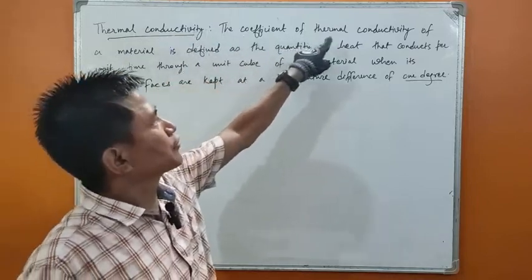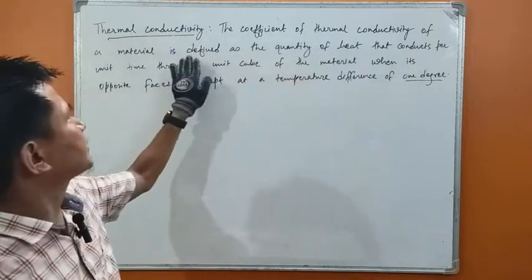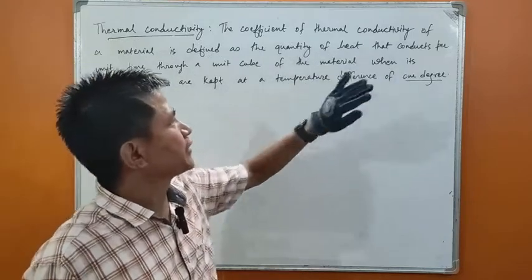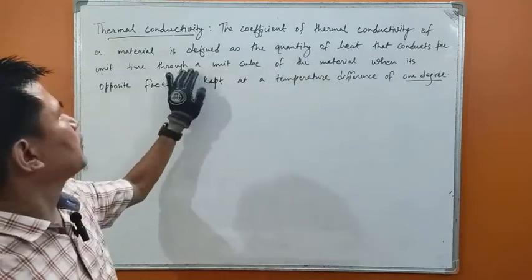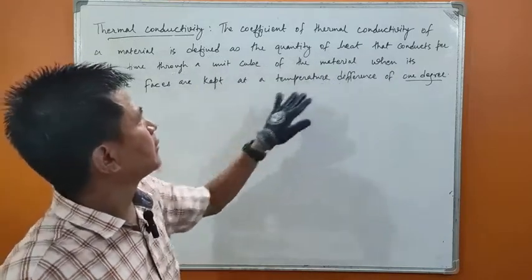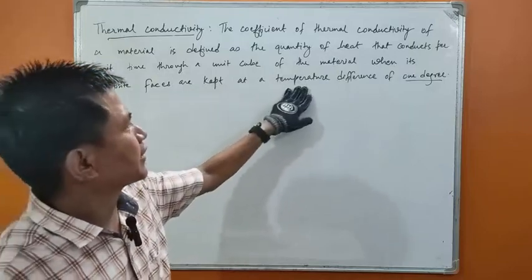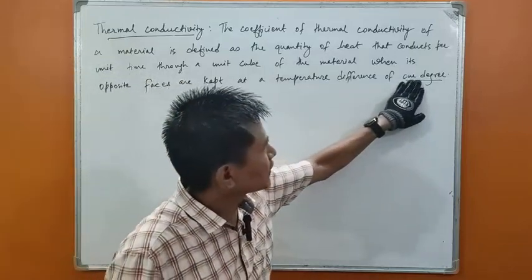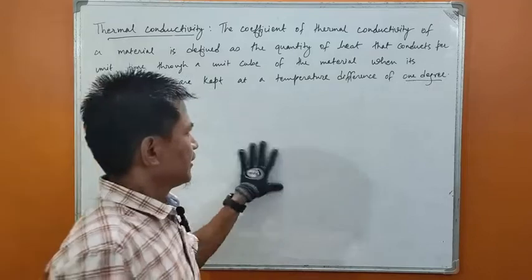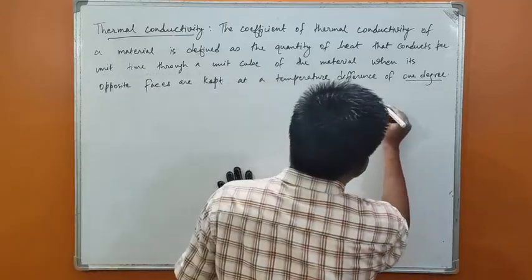The coefficient of thermal conductivity of a material is defined as the quantity of heat that conducts per unit time through a unit cube of the material when its opposite faces are kept at a temperature difference of 1 degree. Let us understand this definition.